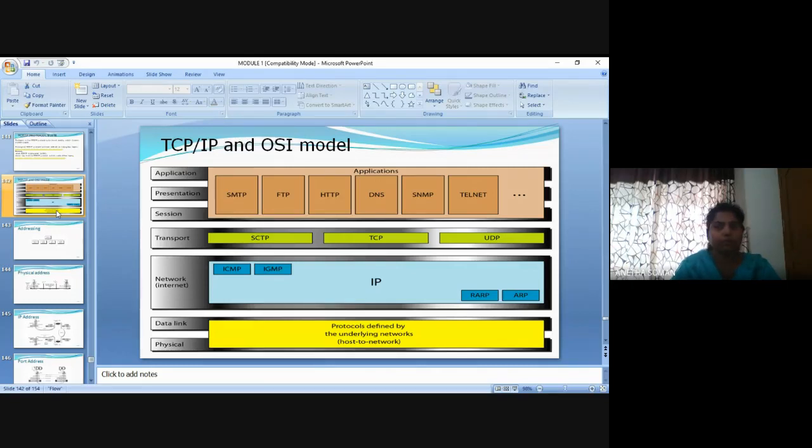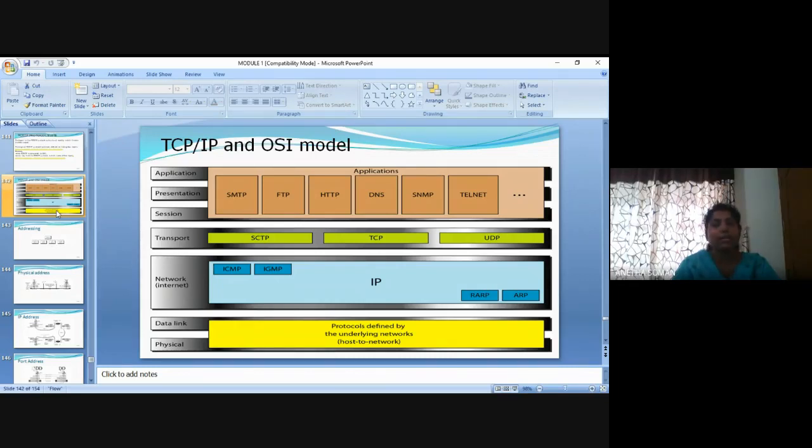So ARP is used to find the physical address of the node when its IP address is known. The other type of protocol is RARP, Reverse Address Resolution Protocol. Reverse address resolution protocol means if I know the physical address and I want to find the IP address, I will make use of this RARP. This protocol is used only when a computer is connected to a network for the first time.